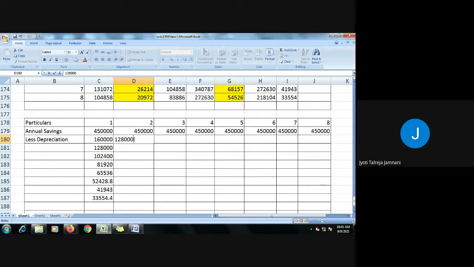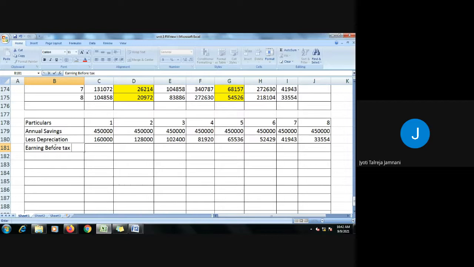28, 1,02,400, 81,920, 65,536, 52,429, 41,943, 33,544, 554. So these are the additional depreciation. We need to minus this. So we will get the cash flows before tax, or you can say earning before tax.